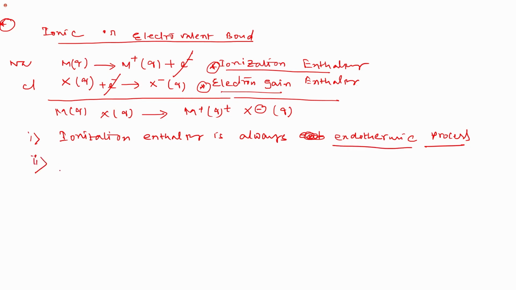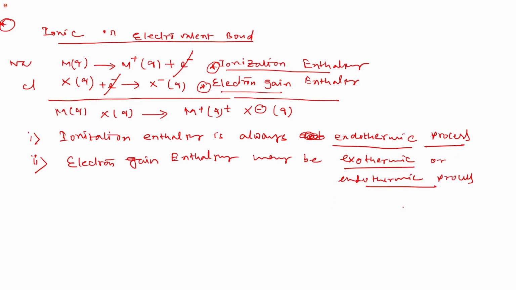Second is the electron gain enthalpy. It is not fixed. It may be an exothermic process; some examples are exothermic, and some examples are endothermic. So the ionization enthalpy is fixed. It is always an endothermic process. Some amount of energy is needed to release these electrons. But the electron gain enthalpy could be an exothermic process or an endothermic process.